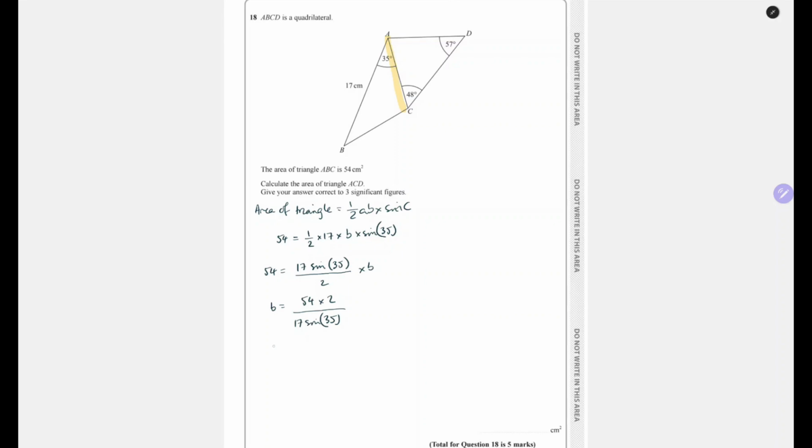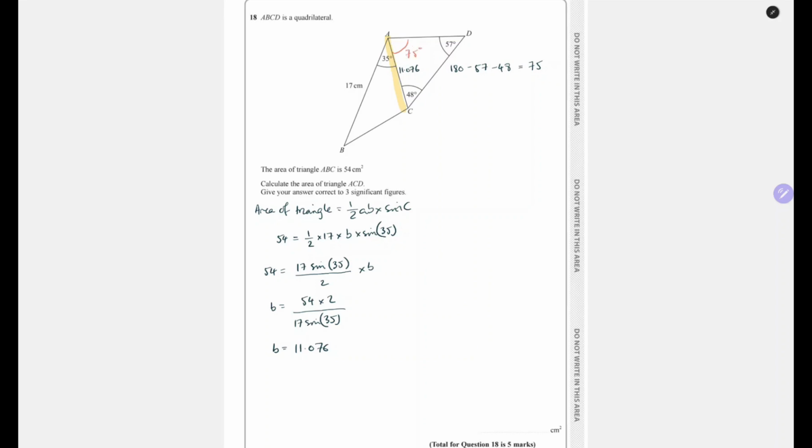And if you plug that into a calculator, B, or the length AC, is equal to 11.076. So this length here is 11.076. The next thing that we can do is work out this angle here, CAD. We know that the total angles in a triangle add up to 180. So 180 minus 57 minus 48 equals 75. So this internal angle here is 75.